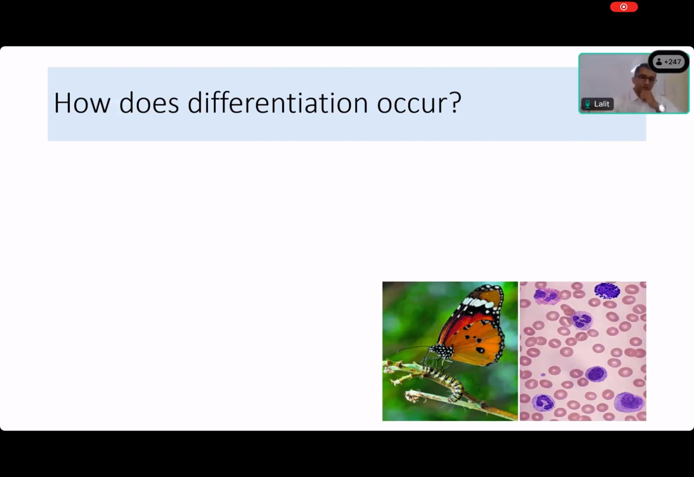Yes, ma'am. They are from the common myeloid progenitors. Common myeloid progenitor. Okay. And the common myeloid progenitor has got the same genome as the common erythroid progenitor? Lalit? No, ma'am. It has a different genome. Lalit, you say it has a different genome.